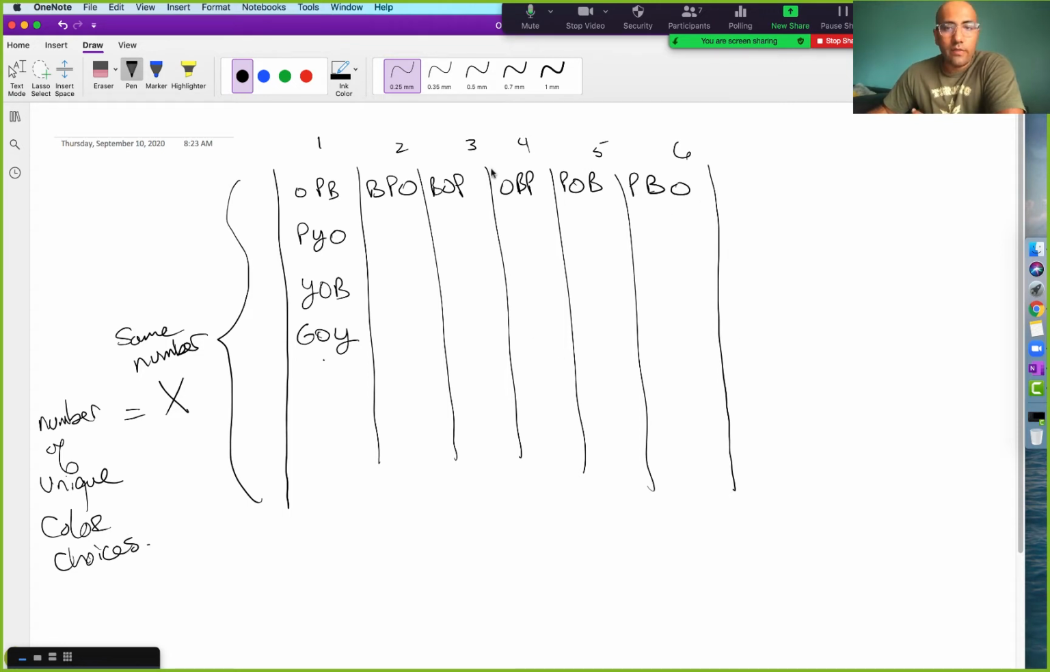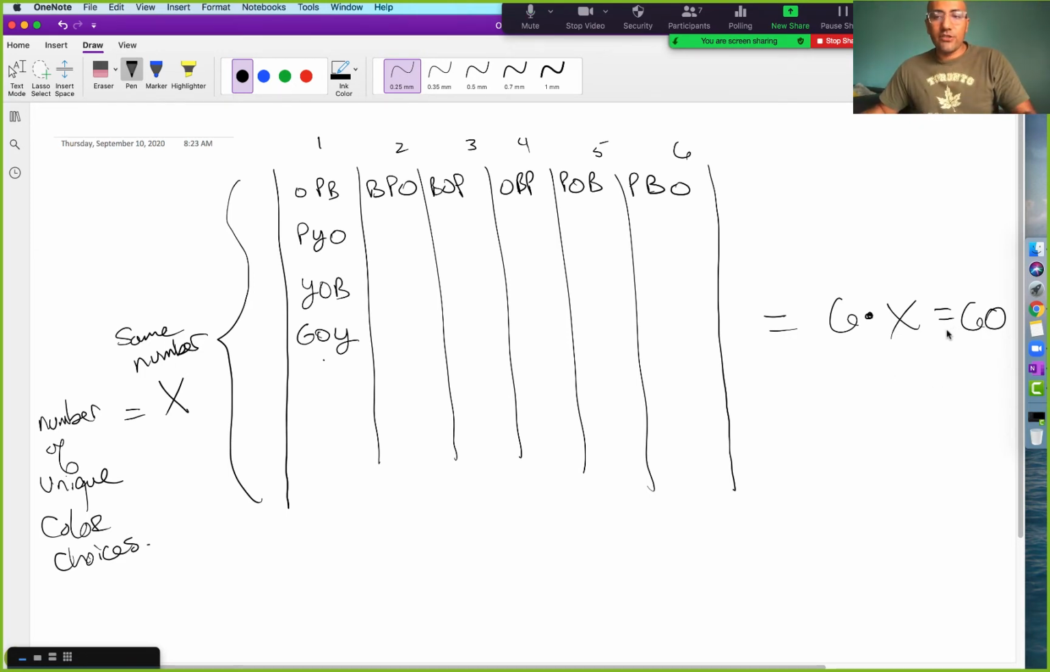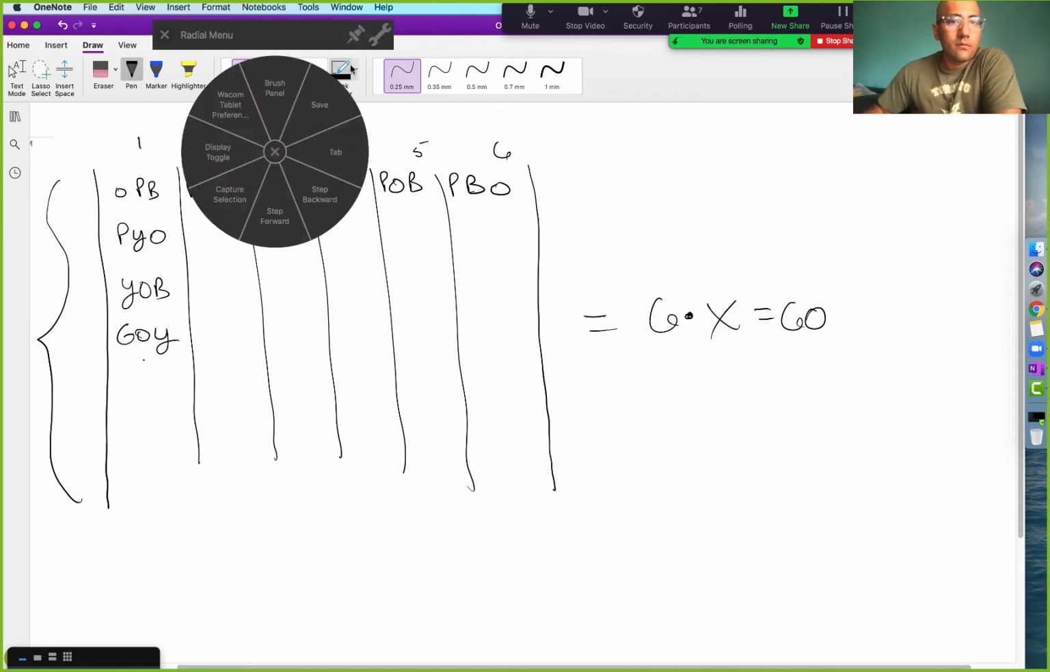Now we also know that in a giant table like this, if we want to know how many items are in there, we multiply the number of columns by the number of rows. So this whole table should be equal to 6 times X, the number of columns times the number of rows. But we also know that the whole thing should be equal to 60, from permutations.